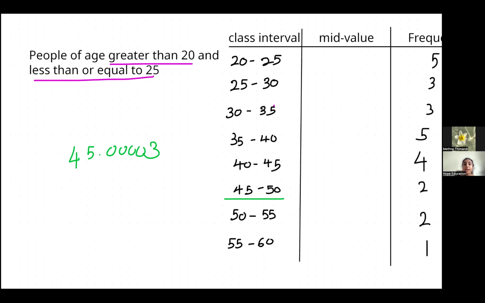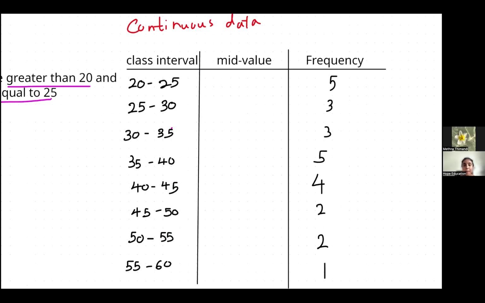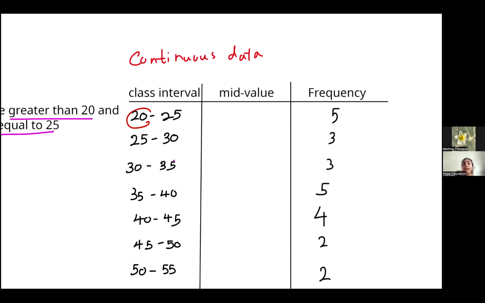Since that part is clear, now let's look at the midpoint. The mid value goes the same as before: add the two limits and divide by 2. 20 and 25 add up to 45, and 45 divided by 2 is 22.5. Then 25 and 30 add up to 55, and divided by 2 that is 27.5.